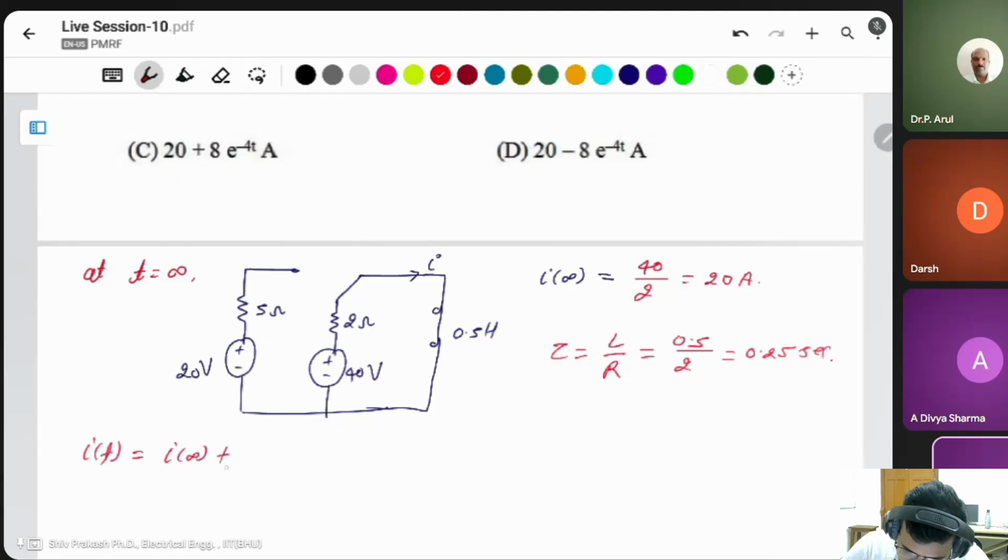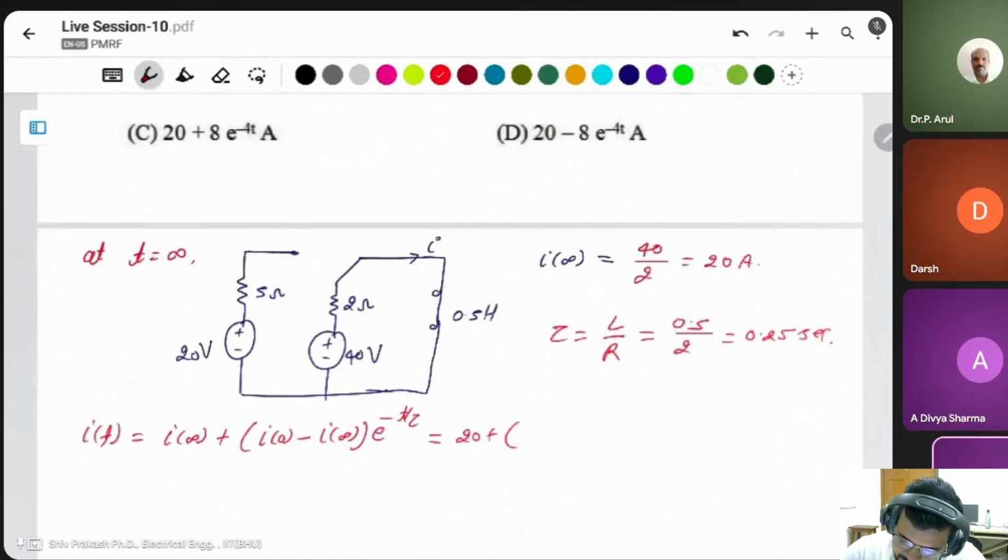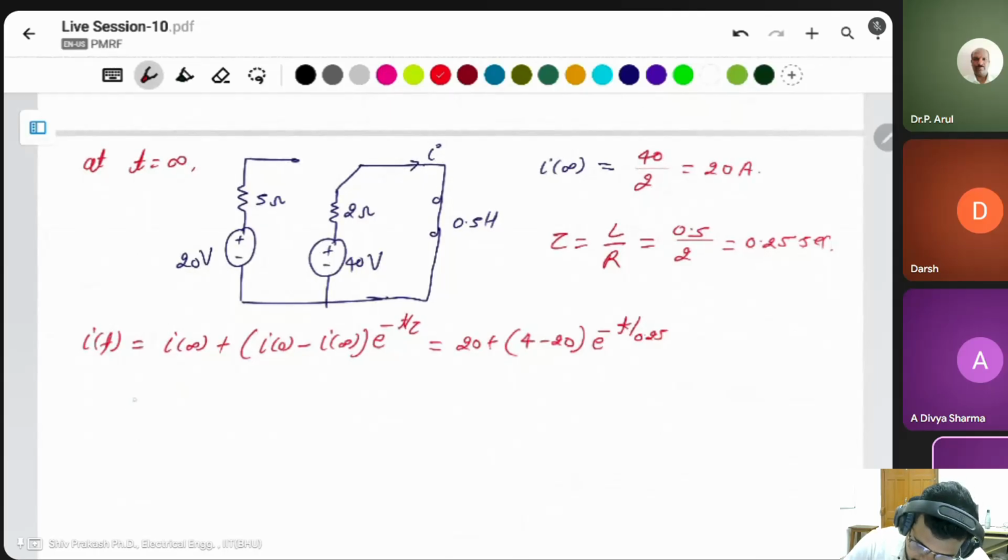simply I infinity plus I0 minus I infinity into e to power of minus t by tau. I infinity is 20 ampere plus I0 is 4 ampere, 4 minus 20, into e to power of minus t by 0.25. This will be 20 minus 60 e to power of minus 4t. This is the current after t equal to 0 to infinity.